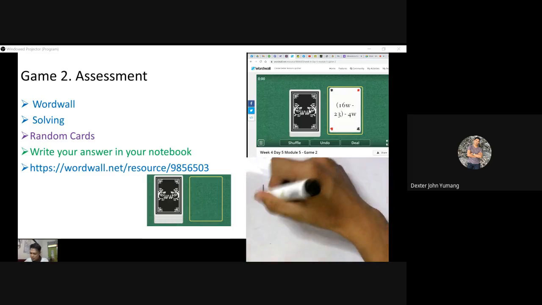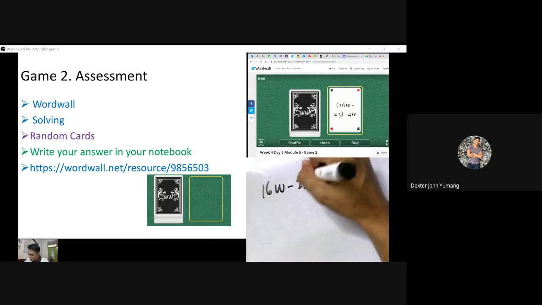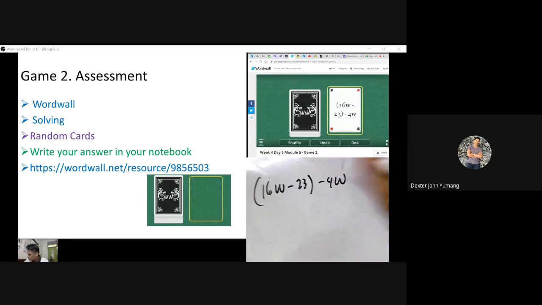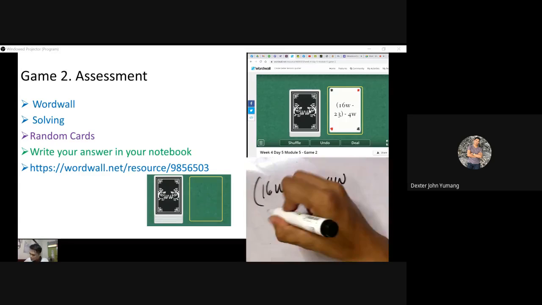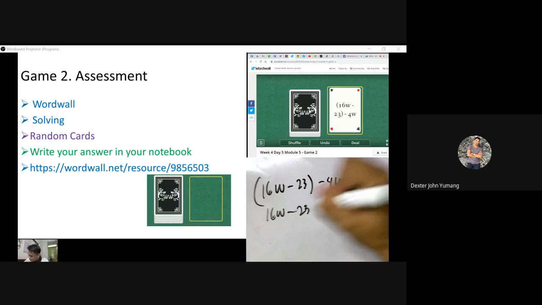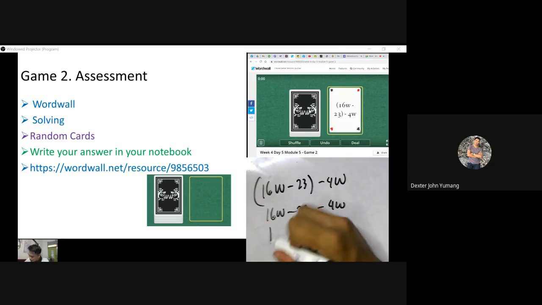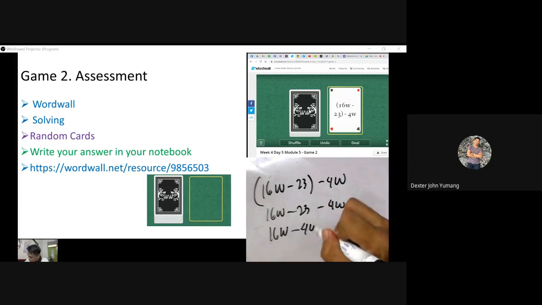Next question is, we have the group of 16W minus 23, then minus 4W. Sino pong meron nito? Please type me in the chat box. Chester also. Chester only. So, siya lang po. So, we have 16W minus 23 minus 4W. So, i-partner natin. 16W, ang partner niya si 4W. Minus 23. Si 23, wala pong partner, so bring down. 16 minus 4, that is 12. Then what is their family name? W, then minus 23. 23, bring down kasi walang partner. So the answer is 12W minus 23.